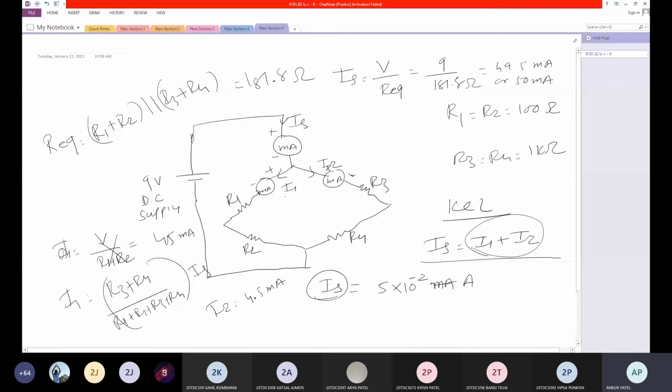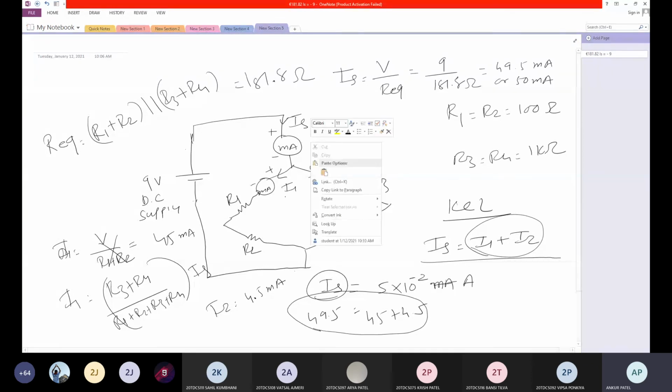So you can see this IS is equal to 49.5. So this is 45 plus 4.5. Both are equal, or not? Yes, sir. Okay, so this is your theoretical result. The same you will get practically. In IS you will get around 49.5, and this is 45 and this is 4.5.